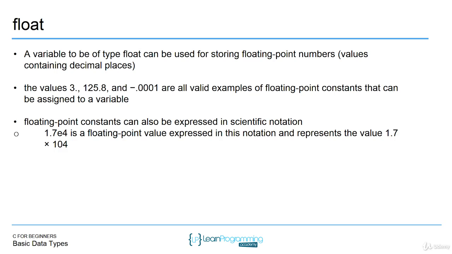Floating point constants, which is the values that you assign, can also be expressed in another notation. It's called scientific notation. So you can assign a value like 1.7e4 to a floating point variable. And that's just going to mean that it's represented in scientific notation. The C compiler understands it. It represents the value as 1.7 times 10^4.